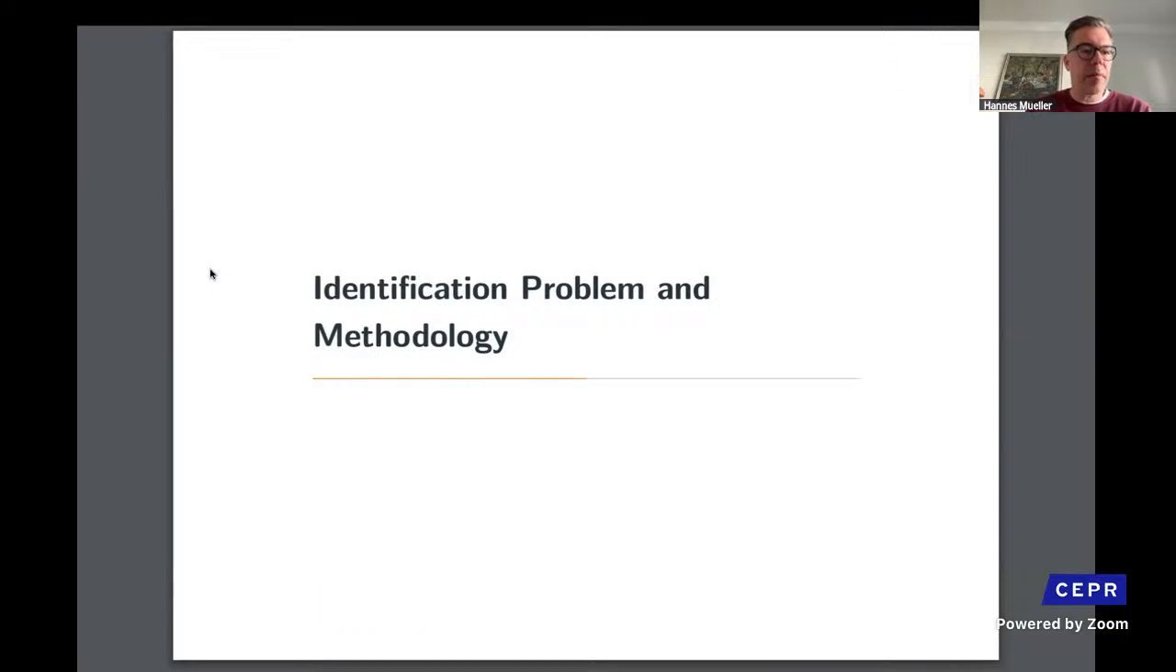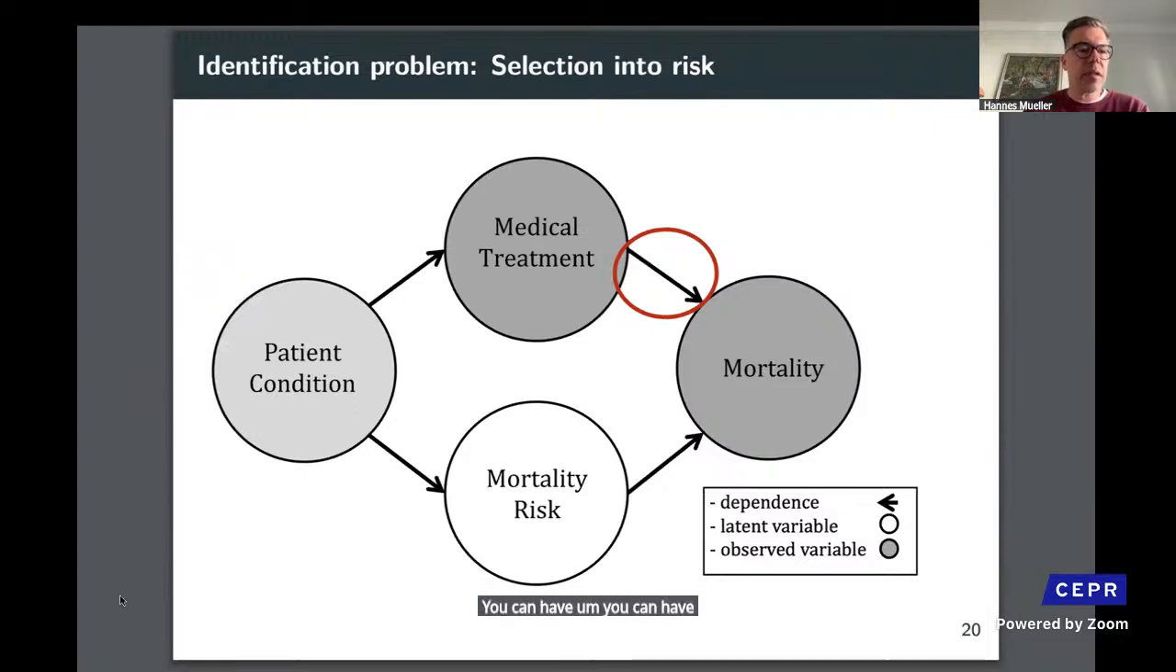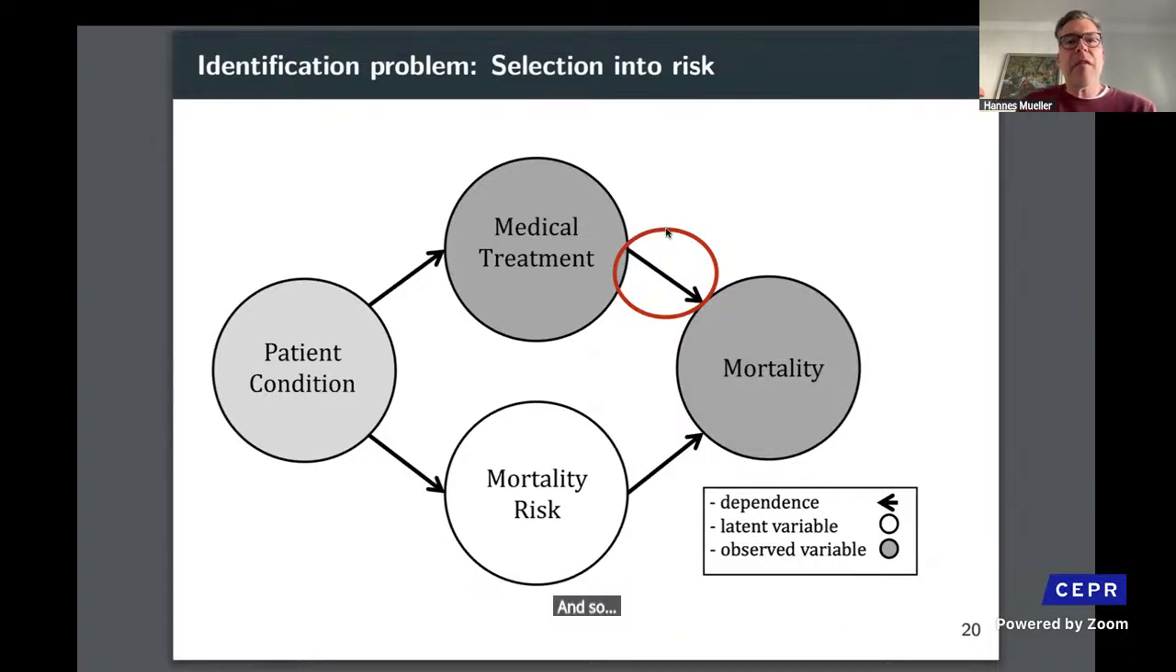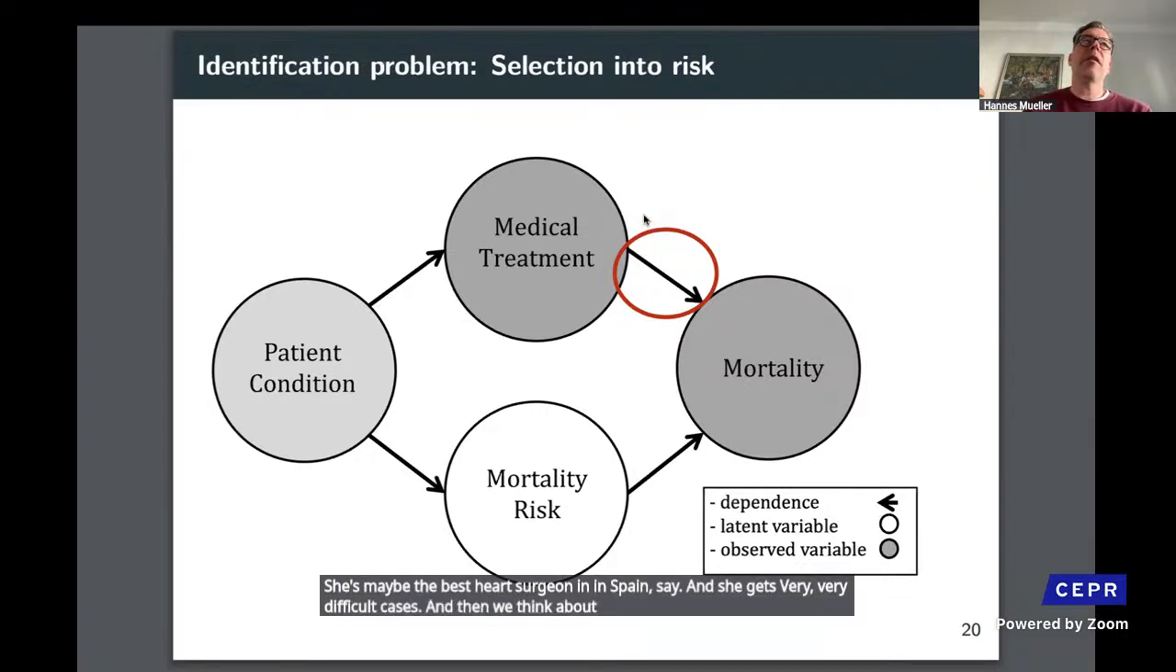You can have something that is called an identification problem. And I want to start by mentioning an identification problem coming from medicine, right? Because I think telling the story this way helps people understand how this works. If you think of a doctor who is a very, very good heart surgeon, maybe the best heart surgeon in Spain, say, and she gets very, very difficult cases. And then we think about how is her mortality rate, the patients that she's operating, how is the mortality rate for those patients?